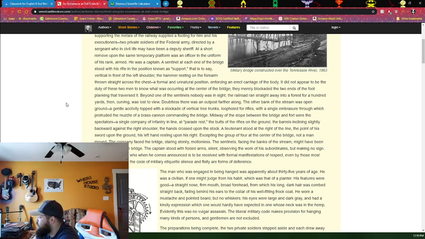Death is a dignitary who, when he comes announced, is to be received with formal manifestations of respect, even by those most familiar with him. In the code of military etiquette, silence and fixity are forms of deference.